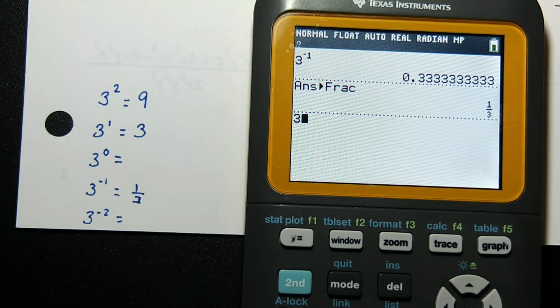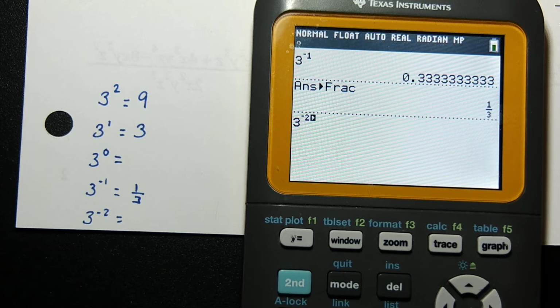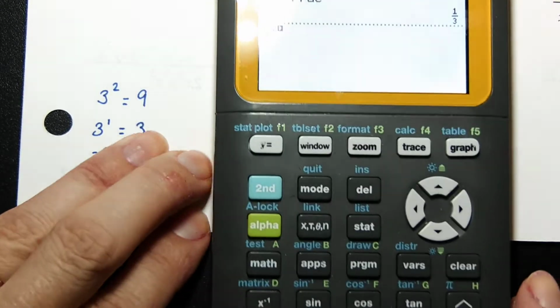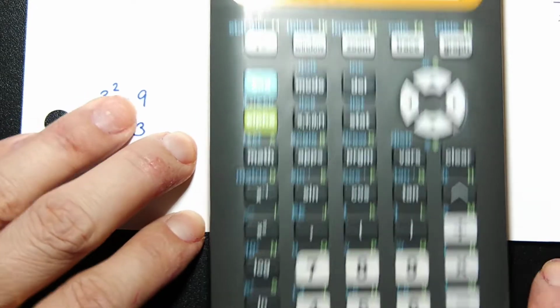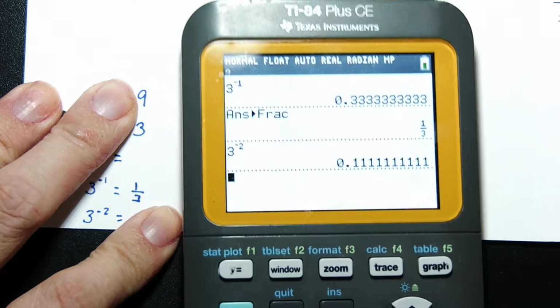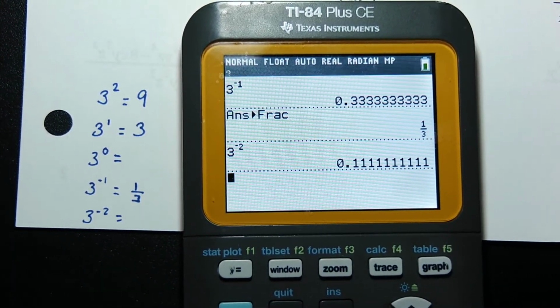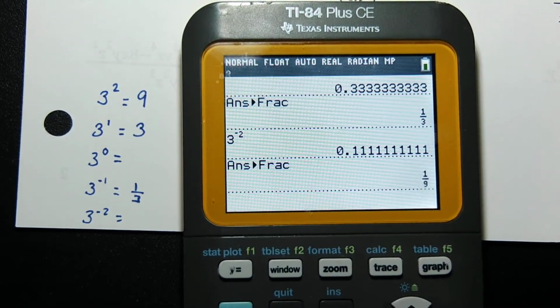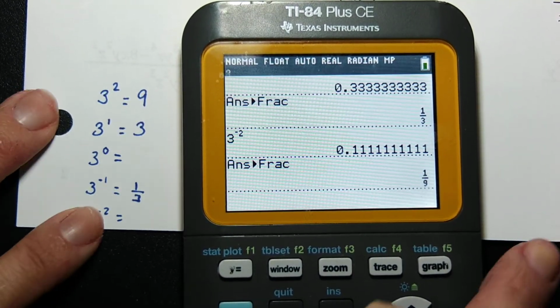Let's try 3 to the negative 2. And folks, to type this in on your calculator, you would do 3, then the caret button, this one right here, and then little -2. And what we find is that 3 to the negative 2 gives me 0.1 repeating. But if I turn that back into a fraction, we see that it's 1/9.